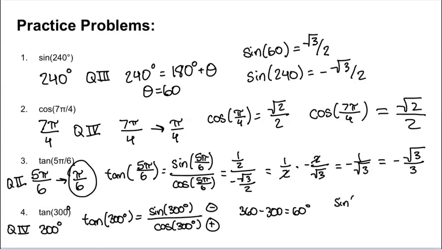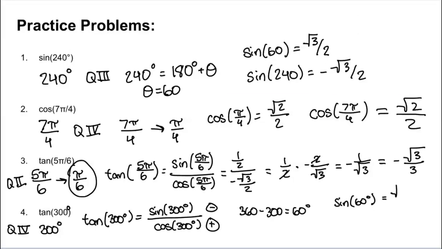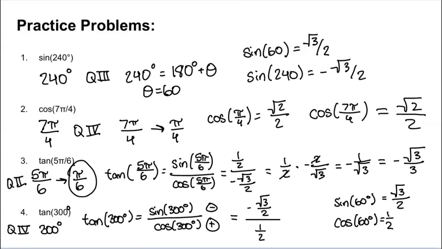So sine of 60 degrees, we can look at our unit circle if we're unsure of the value. Sine of 60 is going to be the square root of 3 over 2. And cosine of 60 degrees is going to be equal to 1/2. Now, sine is negative, so we're going to have negative root 3 over 2 divided by 1/2. Cosine of 300 is positive, so the value won't change.